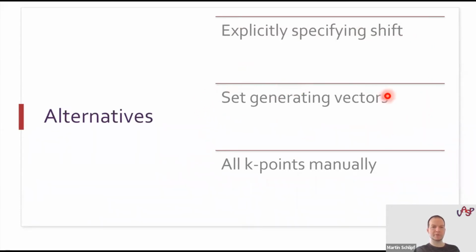Then one perhaps more important choice is that you can choose your generating vectors. So instead of using the reciprocal lattice vectors, you can specify your own generating vectors. This gives you more control over how these k-points are actually generated. And finally, of course, you can switch off the automatic mode altogether and replace this 0 with a number, and then just list, either in reciprocal space or in Cartesian coordinates, the actual coordinates of the k-points.